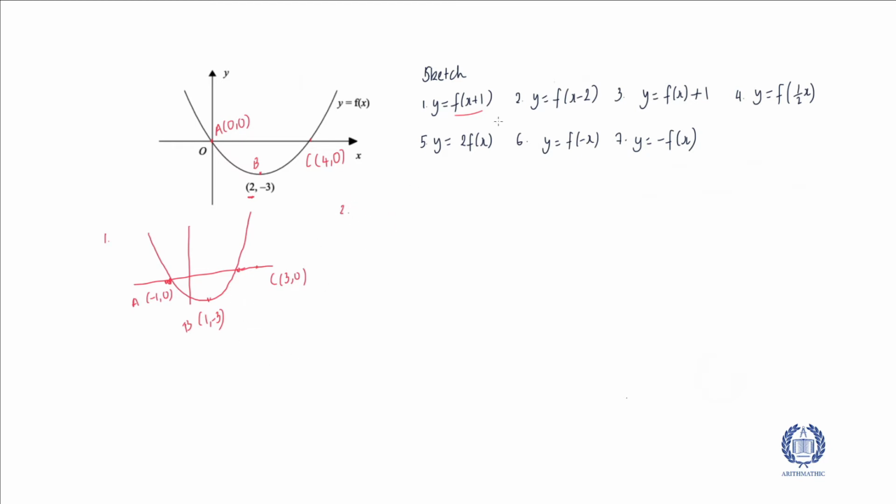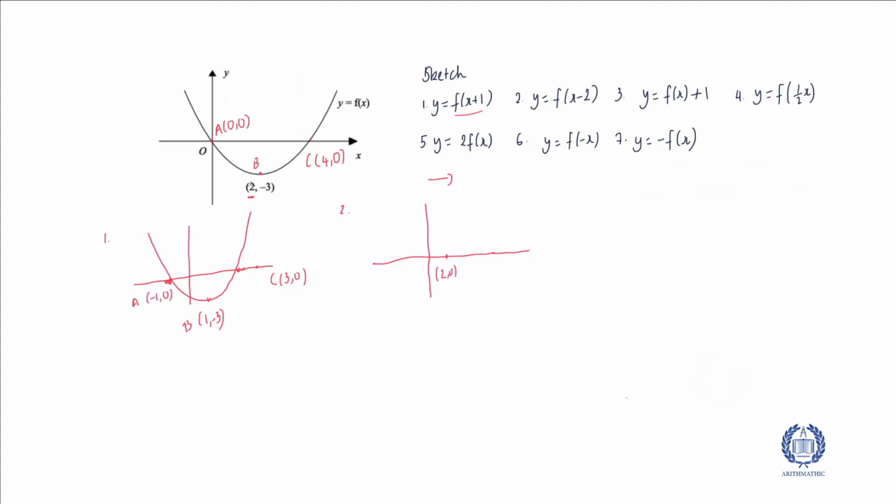Now, if we look at the second one, f of x minus 2, this one is the second rule, right? Now we're going to move minus 2, so it means we're going to move to the right. Remember, opposite direction, 2 spaces. So your a value here, which is 0, 0, I'm going to move 2 spaces to the right. So your x coordinate is going to increase by 2. So my a now is going to become 2, 0.